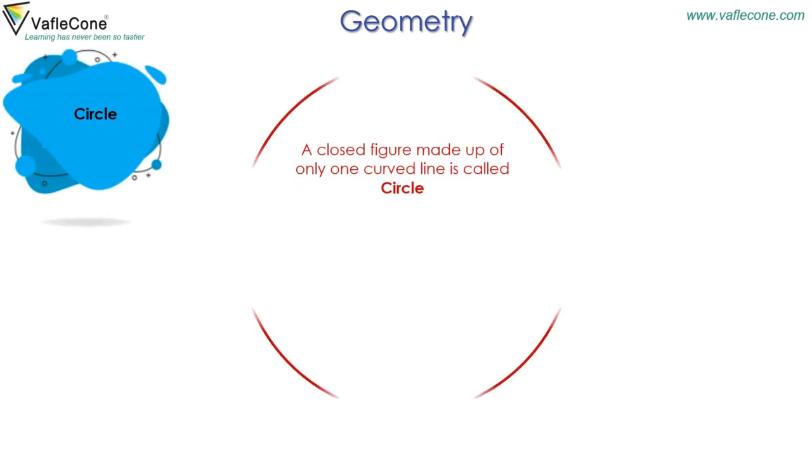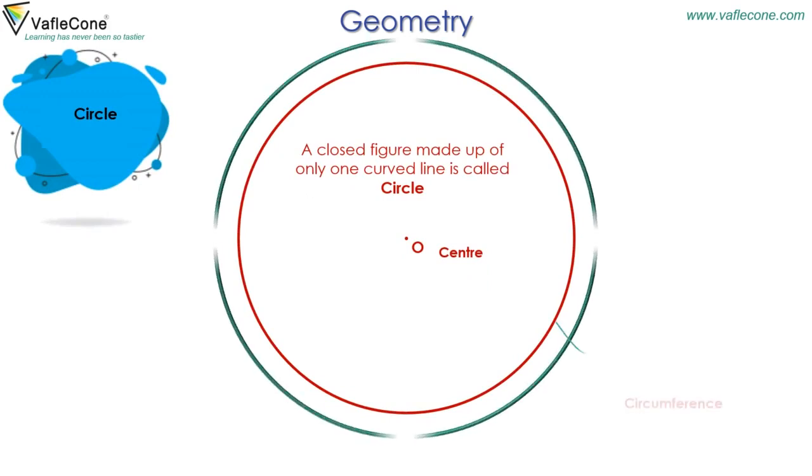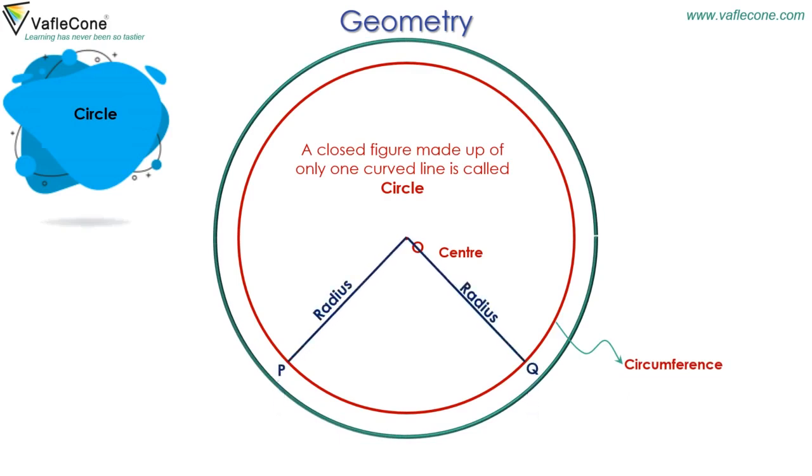Circle. A closed figure made up of only one curved line is called a circle. It is drawn around a fixed point called the center. The length of the boundary of a circle is called circumference. Any point on the curved surface is at the same distance from the center, and this distance is called radius.